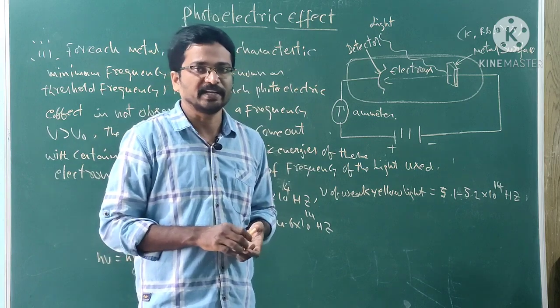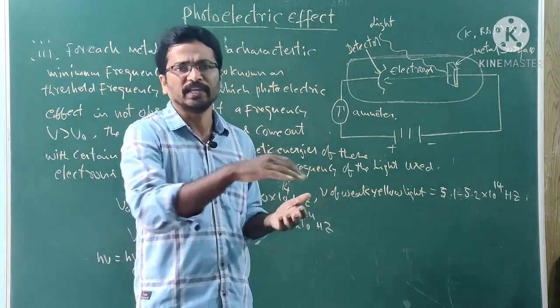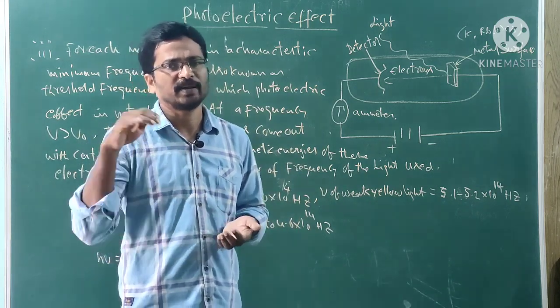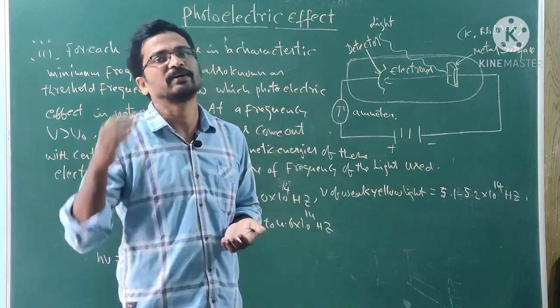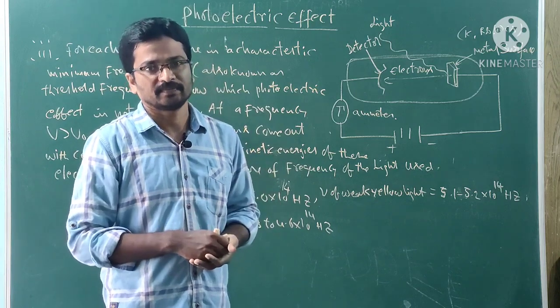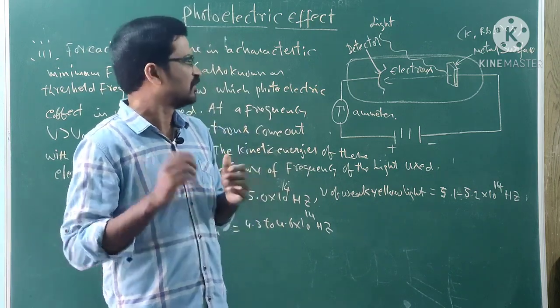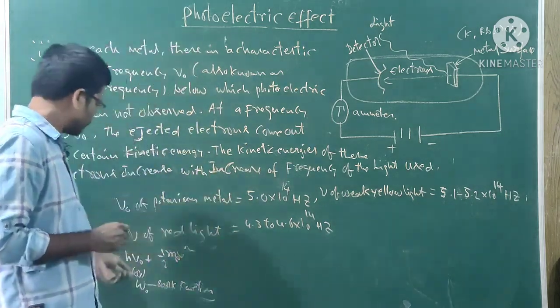The dual character of electromagnetic radiation says whenever the wave moves freely, it has wave nature. Whenever it strikes on the metal surface, it behaves as a particle. Okay, these are the two simple points you can understand. Next, you can also understand one more point.